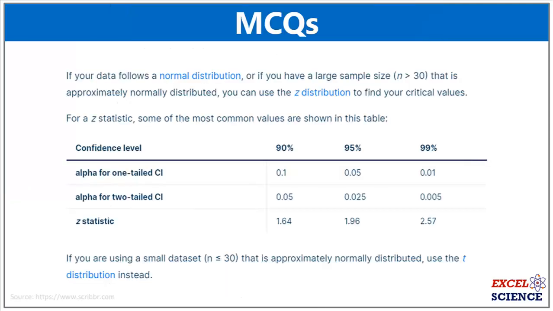If your data follows a normal distribution, or if you have a large sample size, n greater than 30, that is approximately normally distributed, you can use the Z distribution to find your critical values. So for a 90% confidence interval, the Z statistic is 1.64, for 95% it is 1.96, and for 99% it is 2.57. If you are using a small dataset which is less than or equal to 30, that is approximately normally distributed, use the T distribution instead.